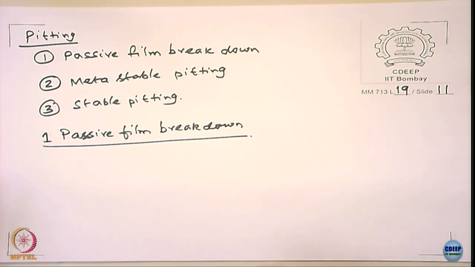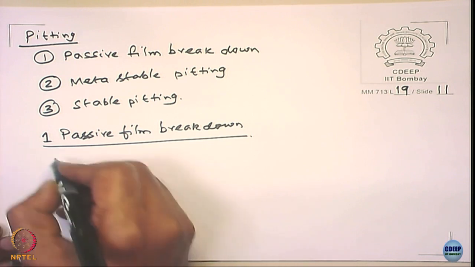Now, what do you mean by a passive state? What is happening in a passive metal? You get a definite passive current density, there is a film formation, but even then there is a definite current flowing across the film. So, there is metal dissolution, it is not that there is no metal dissolution, the metal dissolves, but dissolves at a lower rate. So, passivity is a dynamic process.